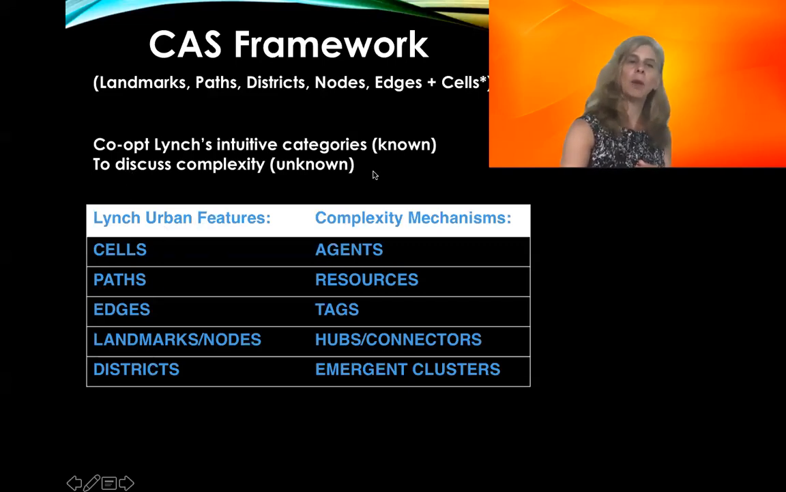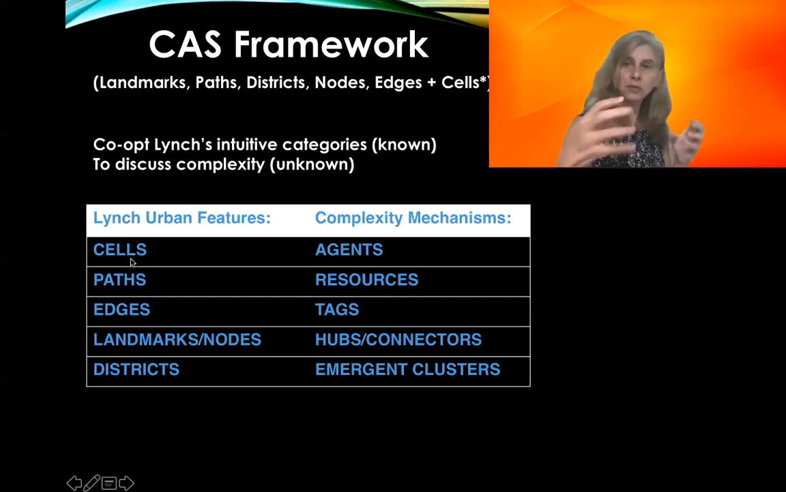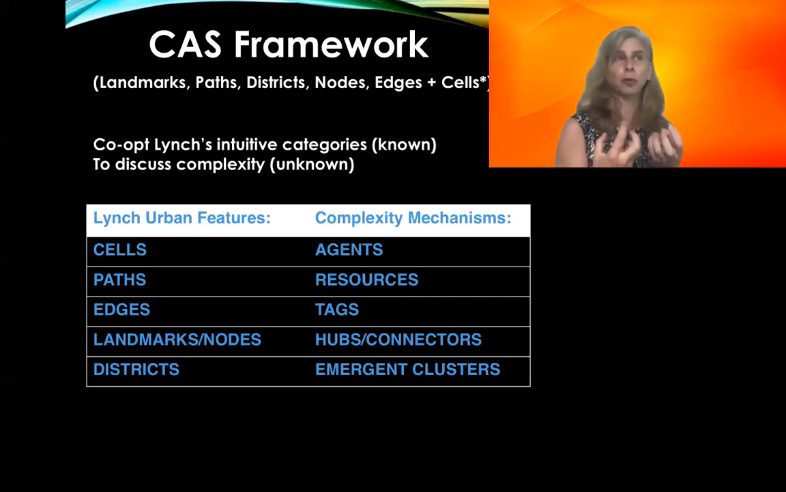Can we co-opt Lynch's very intuitive categories that people are familiar with working with in order to discuss complexity, which people aren't used to talking about? If we were to do that, then we would see the urban tissue, the kind of the grain of built fabric, the operable grain of built fabric, as being the agents in the system.